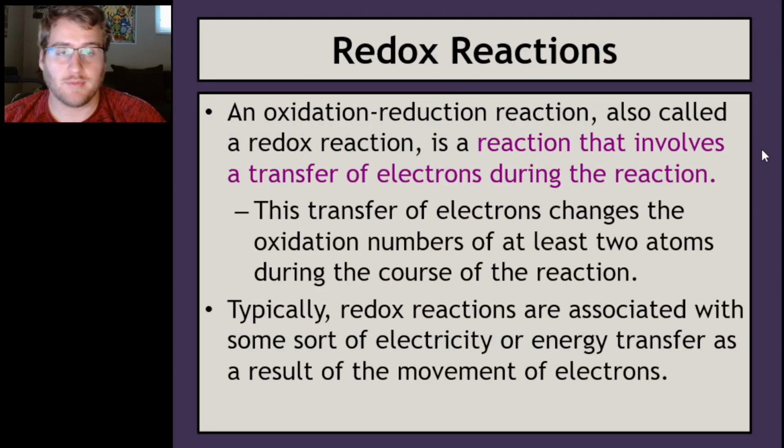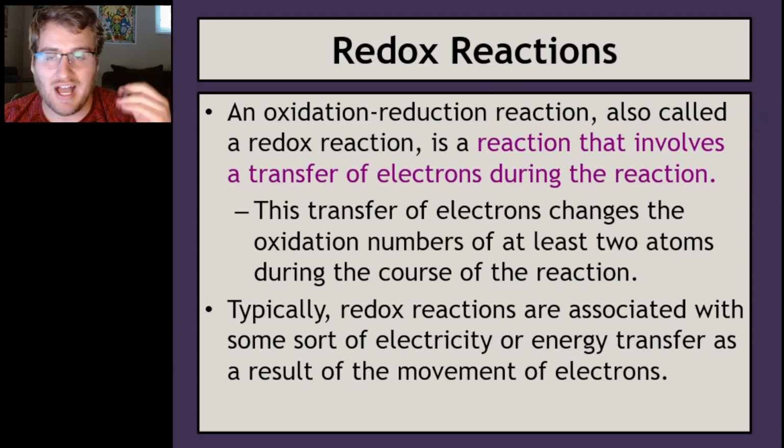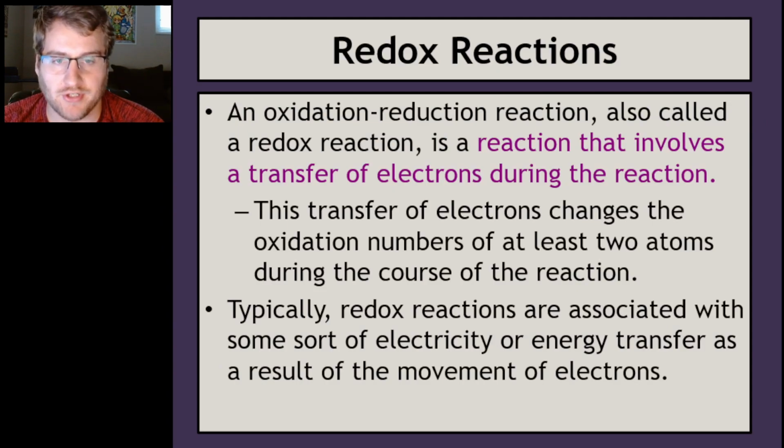A redox reaction is what we're going to talk about next. Oxidation reduction reaction, also called a redox reaction, so they mean the same thing, is a reaction that involves a transfer of electrons during the reaction. And the one we just talked about was a redox reaction, right? Like we said, carbon gained 4 electrons. No, sorry, I said it backwards. Carbon lost 4 electrons during the reaction. So we transferred electrons from one to another.